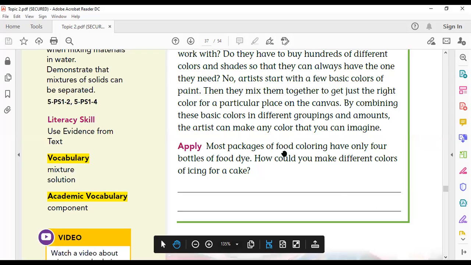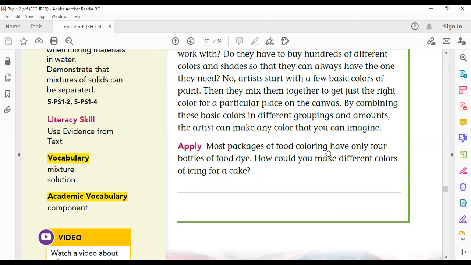Most packages of food coloring have only 4 bottles of food dye. How could you make different colors of icing for a cake? Can you answer? Okay. What is the question? Again, this is the question. Do you know what is food coloring?